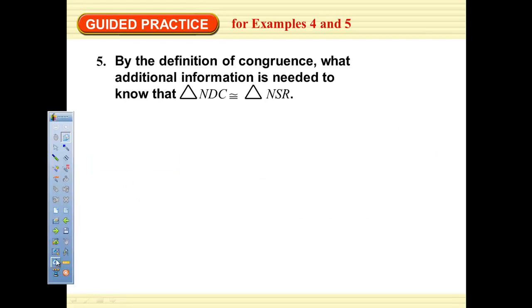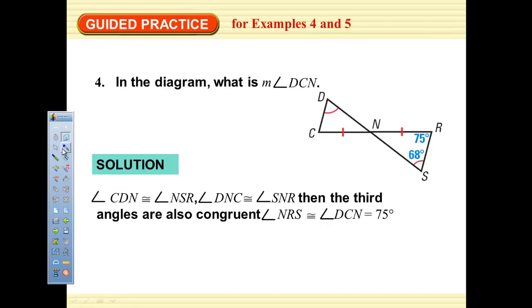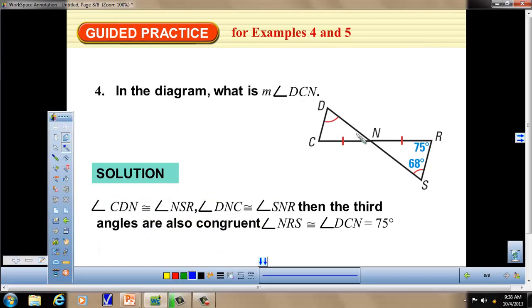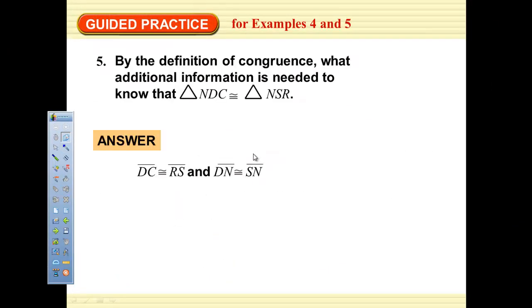Oh, and what else do we need to know in order to prove the triangles are congruent? If we go back, so far we have, what was it? Let's go back to this again. We know these are congruent, and we just found out that that was congruent to this. So we would still need to know that DN was congruent to NS and RS was congruent to DC. If we knew this, congruent to this, and if we knew this, congruent to this, then we would have enough information to prove the triangles are congruent. There we go. And that's it.